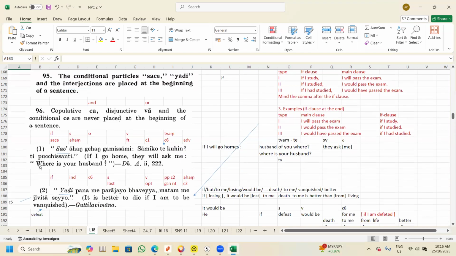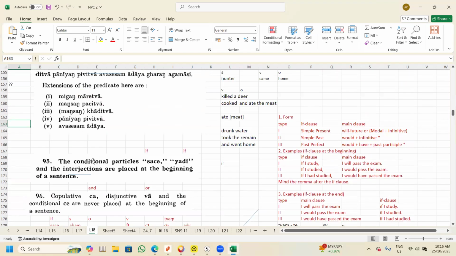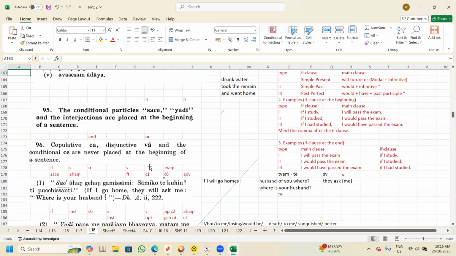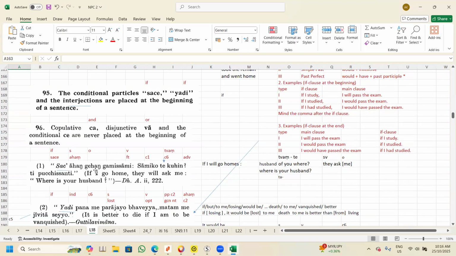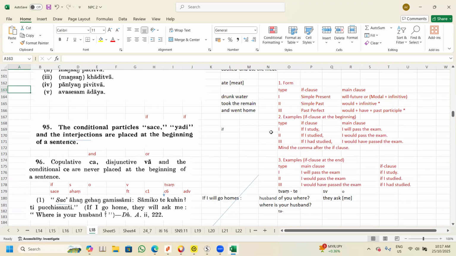So you see this one. Okay, sache. You see here, this is sache. So sache, that means you can put it at the beginning of the sentences. Here I say Pali, in the beginning of the sentences. Now, before we go into this, there are some English rules. I'm going to tell you the English rules.